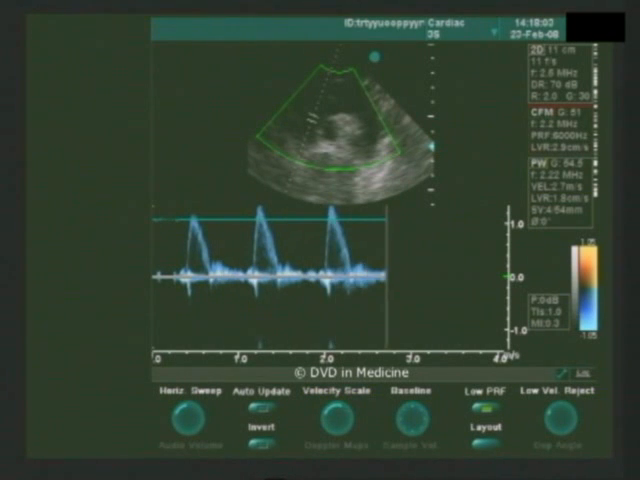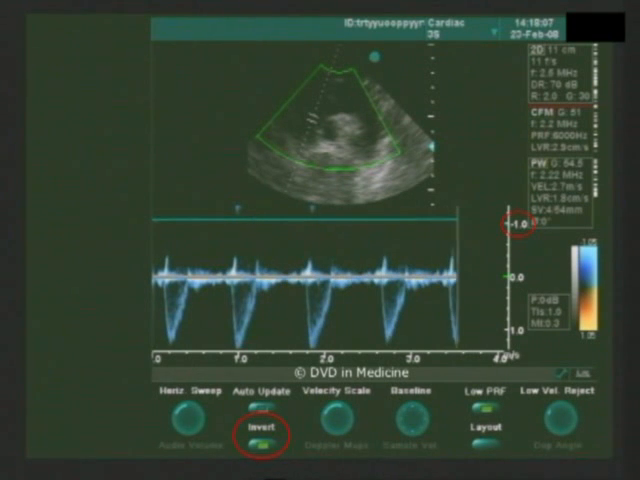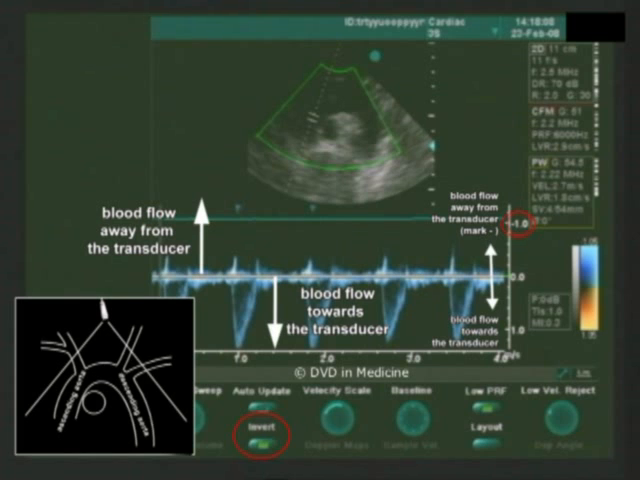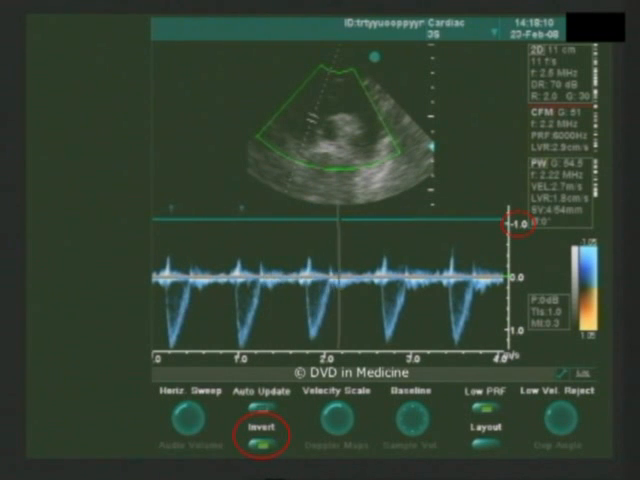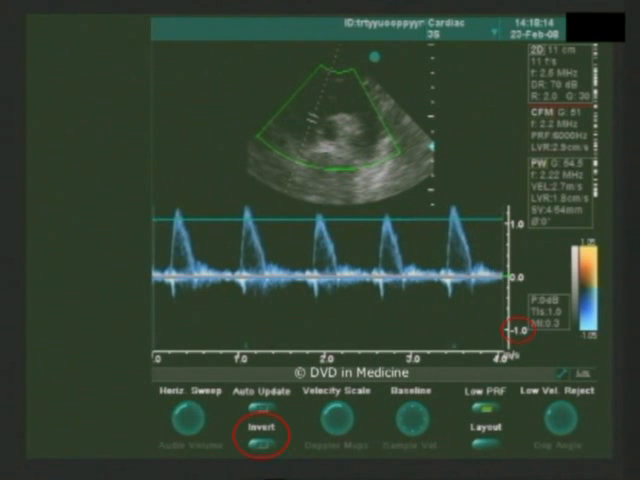The spectral inversion function allows the operator to change the orientation of the display. Now the blood flow in the direction of the transducer is presented by the Doppler waveform below the baseline. Many operators prefer to display the blood flow in the direction of the transducer with the Doppler waveform above the baseline and the blood flow in the direction away from the transducer with the Doppler waveform below the baseline.